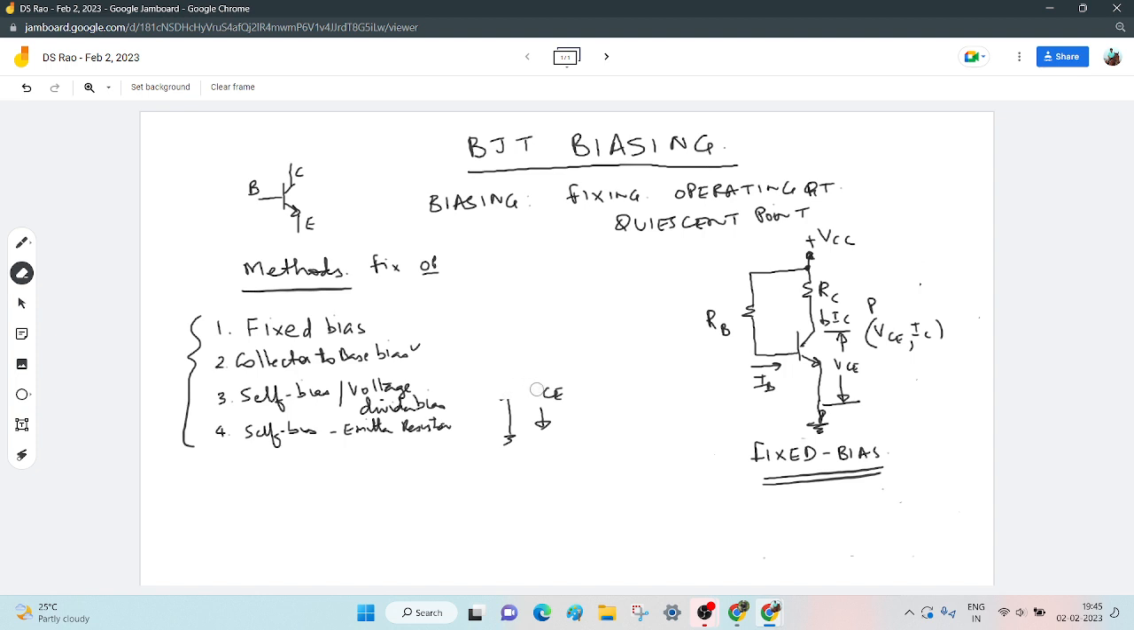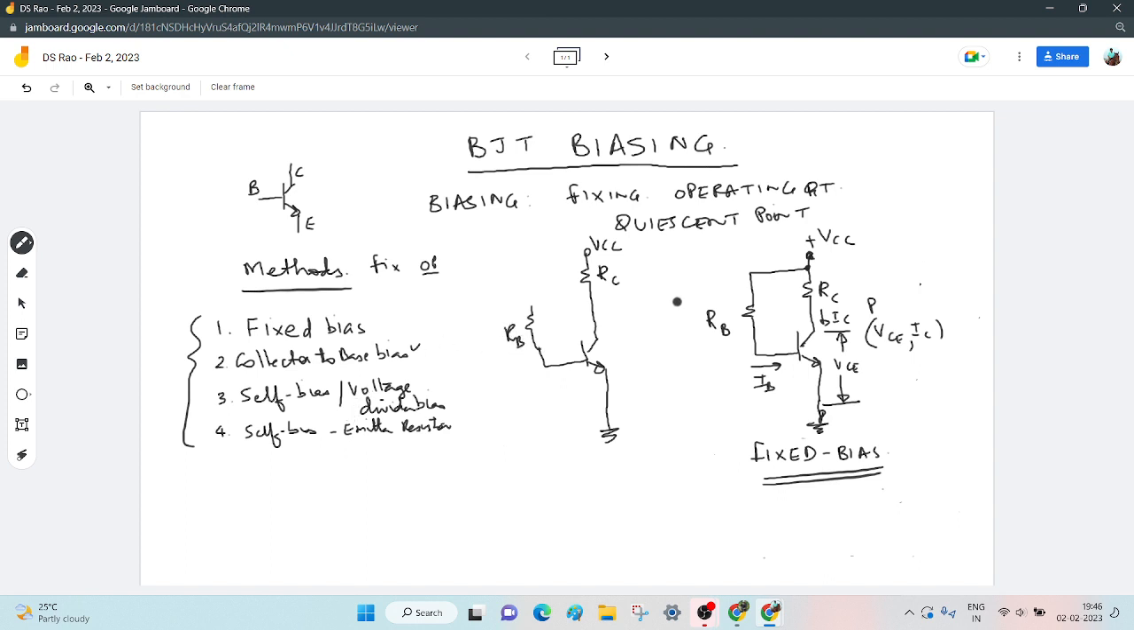Again, very simple. The clue is there in the name of the circuit. Again, I will take the transistor. Again, I will connect the emitter to the ground. Again, I will connect a resistor RC to the supply VCC. Everything same. Again, I will give a resistor to the base called RB.